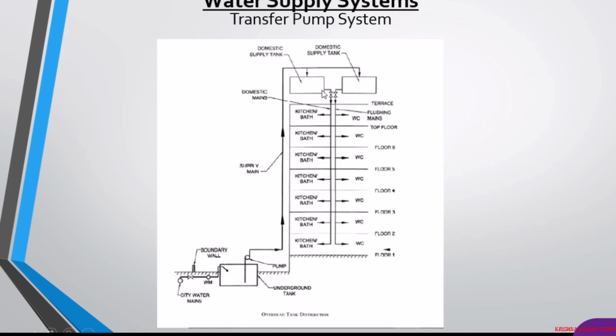So in this image we use two overhead tanks. One is used to supply kitchen and bathroom fixtures apart from water closets. Only for water closets we use a separate overhead tank, for flushing purposes. That's why we call this pipe the flushing main. So this is about the transfer pump system.